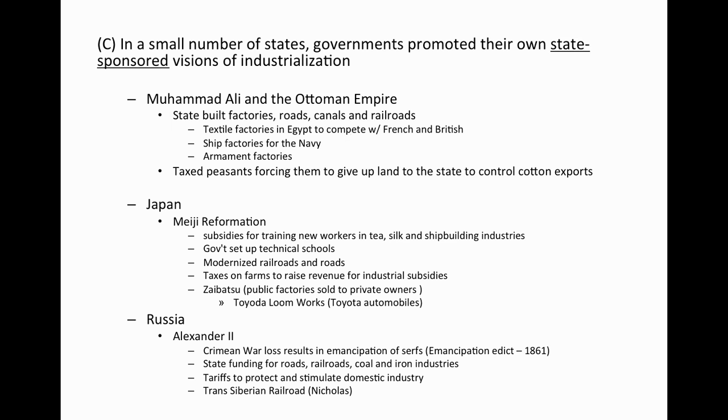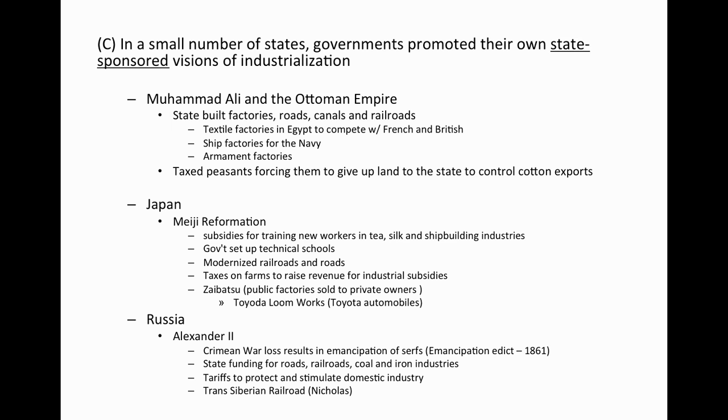The Japanese, we're going to see industrialization being sponsored by the Meiji government, the Meiji dynasty, right? Again, they're going to fund training for new workers, not only laborers, but also managers. In the silk and shipbuilding industries, they're going to have technical schools to educate workers, modernize railroads and roads. How are they going to fund this? Taxes on farmers, just like Muhammad Ali did, right?